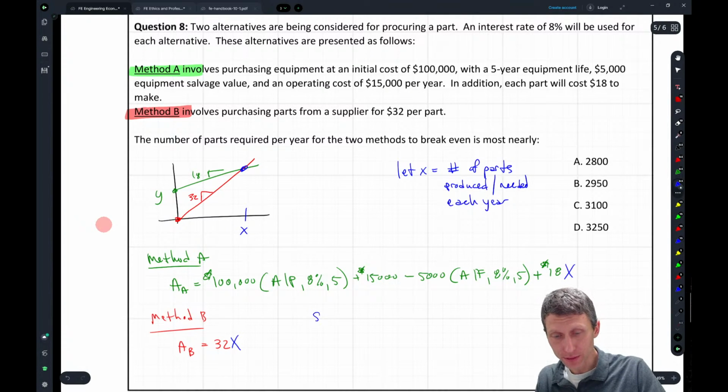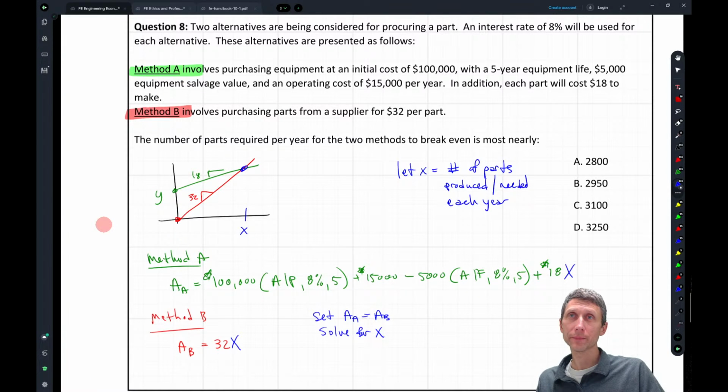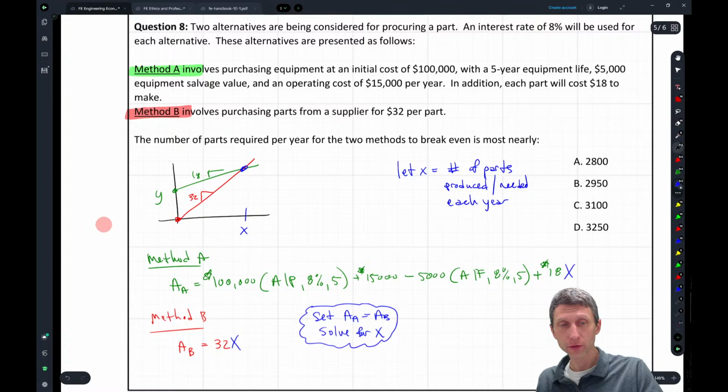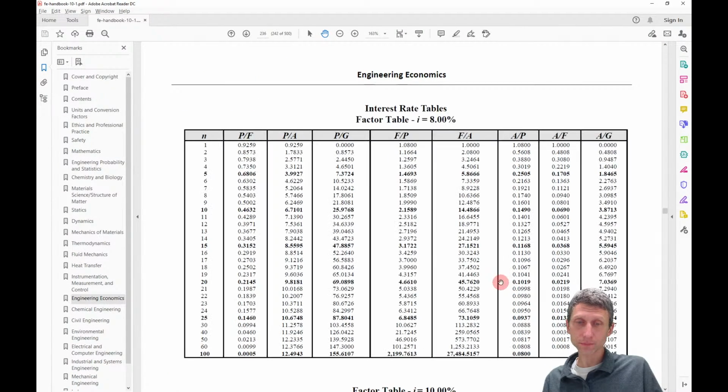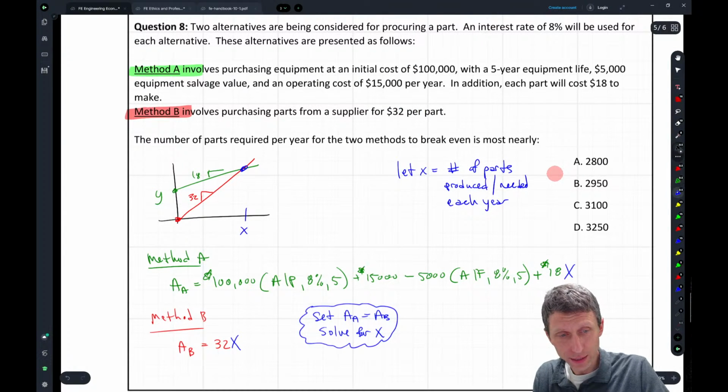So what we want to do is set A sub A equal to A sub B and solve for X. Okay? To do that, I'm just going to find my factors first: A given P, 8% 5 years, and A given F, 8% 5 years. So let me go to my 8% tables. A given P, we want the 5-year table. Yeah, so A given P is 0.2505, and A given F is 0.1705. I'm going to come back here and write those in.